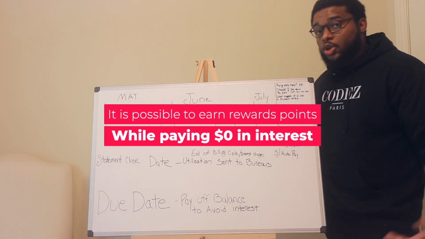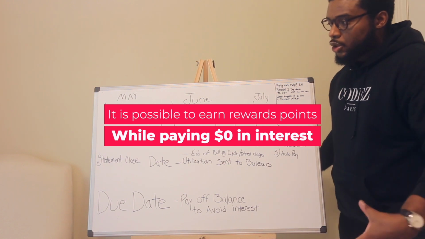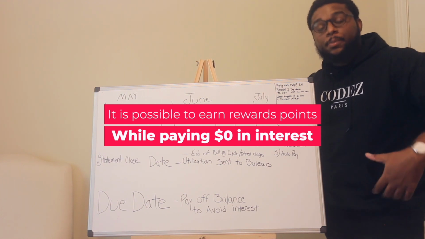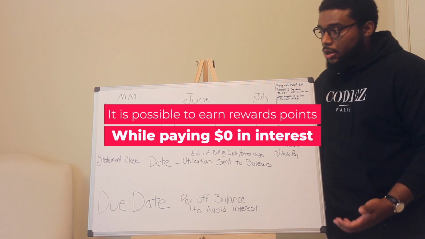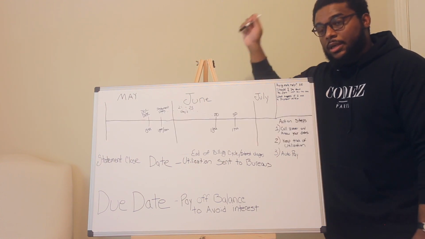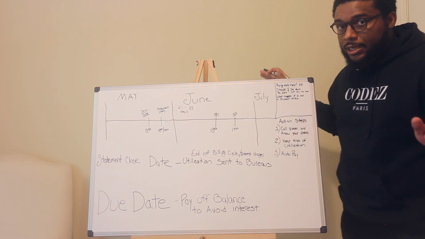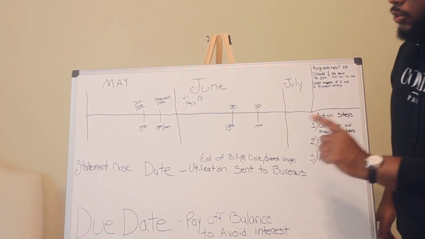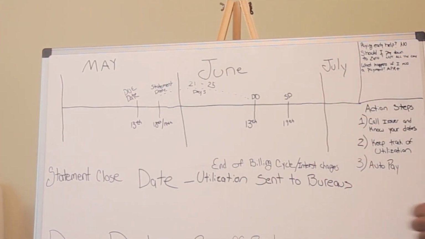This way I'm able to accumulate rewards points. I'm able to accumulate so many different perks that come from any of my credit cards. And if I pay it off at the due date, I don't pay any interest. So that's a win for me. What about the statement date, right? So we already know the due date.